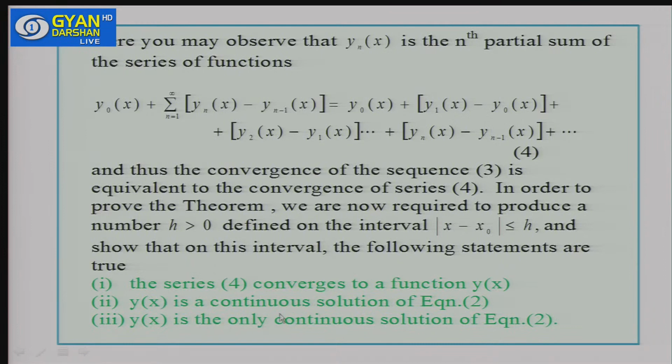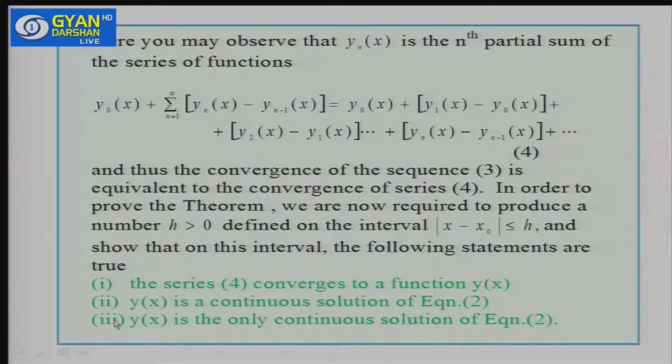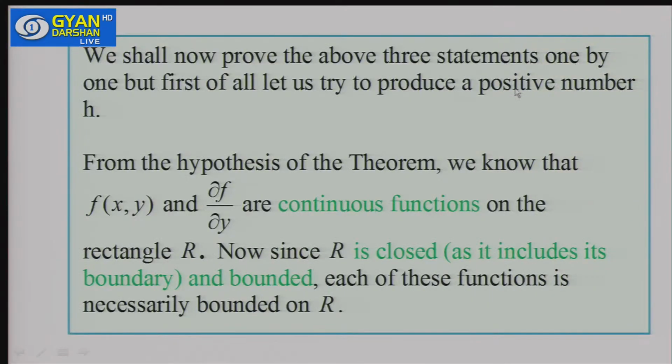So what are the 3 things we are going to prove? First, this series converges to a function, and second, this function y(x) where the series converges is a continuous solution, and third, this is the only continuous solution. If we prove these 3, then our proof of the theorem is done. So ultimately the proof of this theorem is converted to these 3 things we have to show. First we show this is convergent, then we show that this limit is a solution of the given equation, and finally we show it is unique. Now let's prove these 3 things one by one.